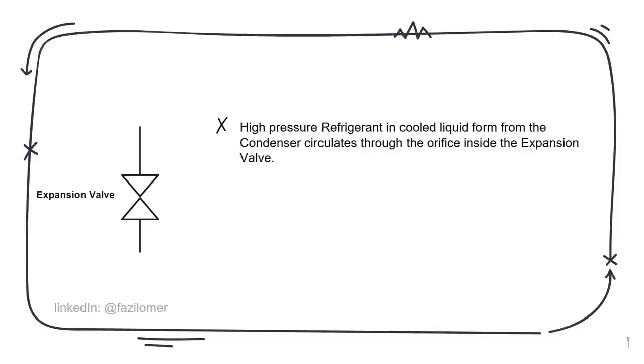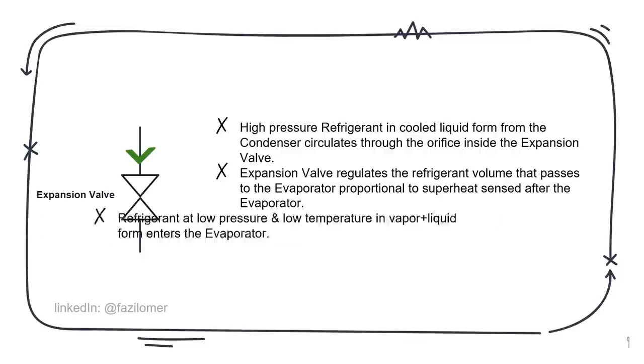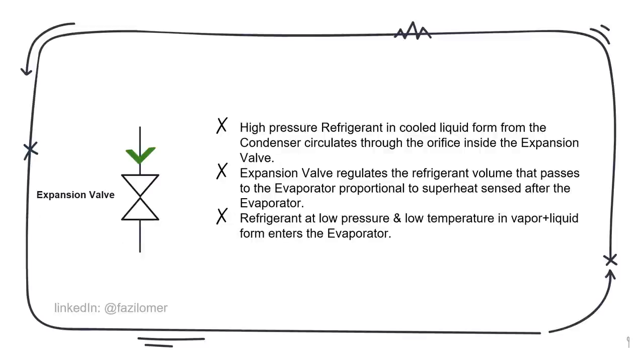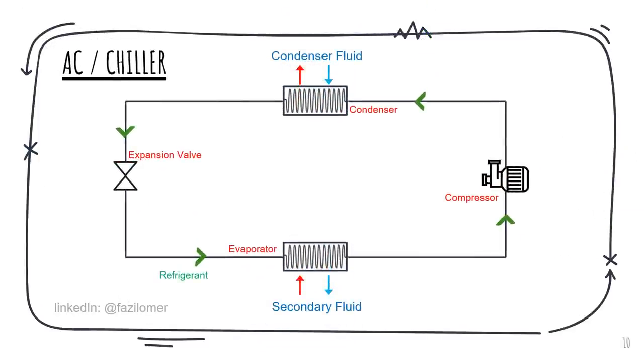High pressure refrigerant in cooled liquid form from the condenser circulates through the orifice inside the expansion valve. Expansion valve regulates the refrigerant volume that passes to the evaporator, which is proportional to the superheat sensed after the evaporator. The refrigerant at low pressure and low temperature in vapor liquid form enters the evaporator. This cycle thus repeats over and over again until no more cooling is required by the user. Please note that this refrigeration cycle is more or less typical for all types of cooling systems. The major change will only be the type of secondary fluid and condenser fluid, which we will be discussing in the upcoming slides.